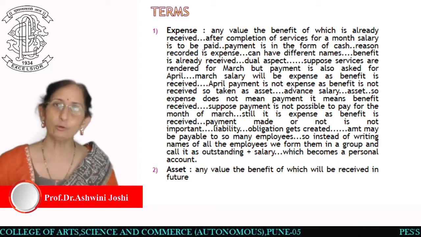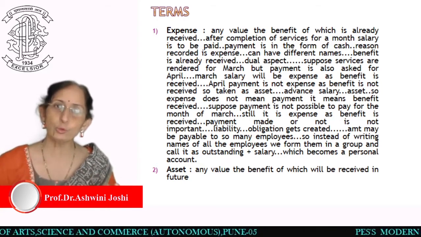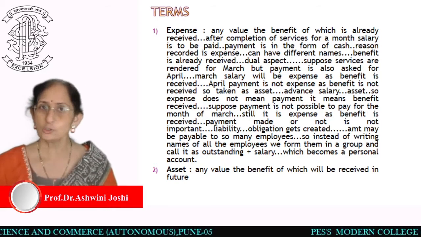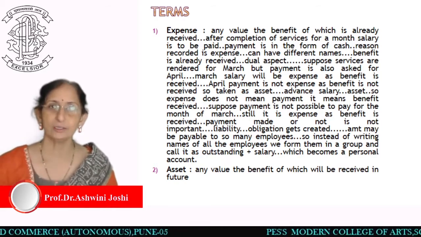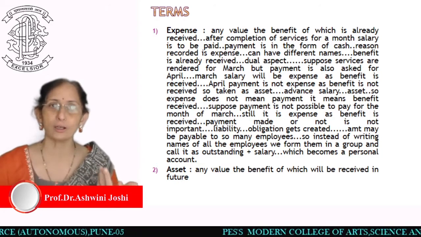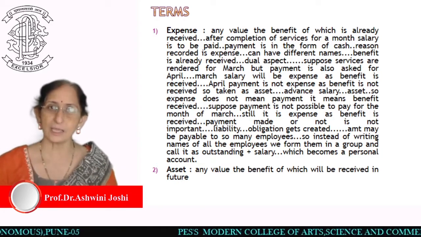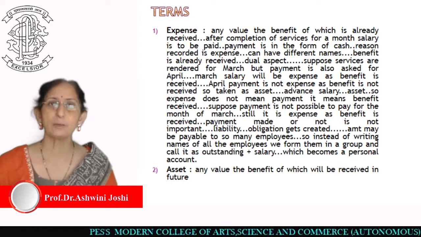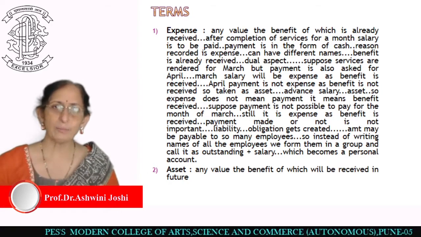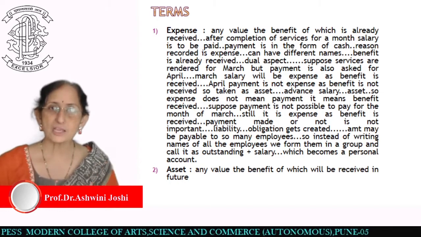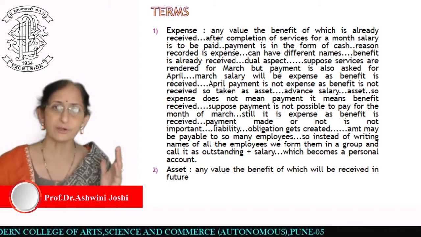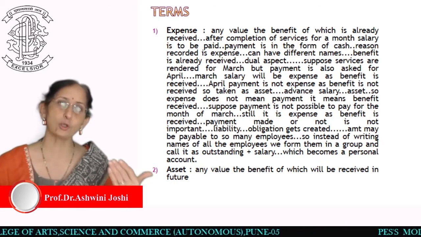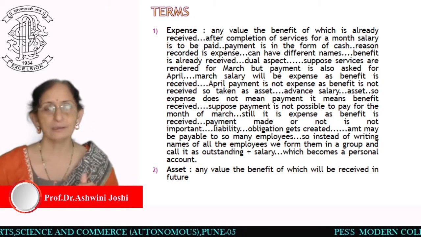Because we always give two aspects. We always give two effects of a particular transaction. So one aspect is cash, correct? But cash is going out for what? For the salary. So the name can be different. It can be insurance, it can be rent, it can be anything. But cash going out for different purposes, the benefit of which is already received by the business, that is called as expense.